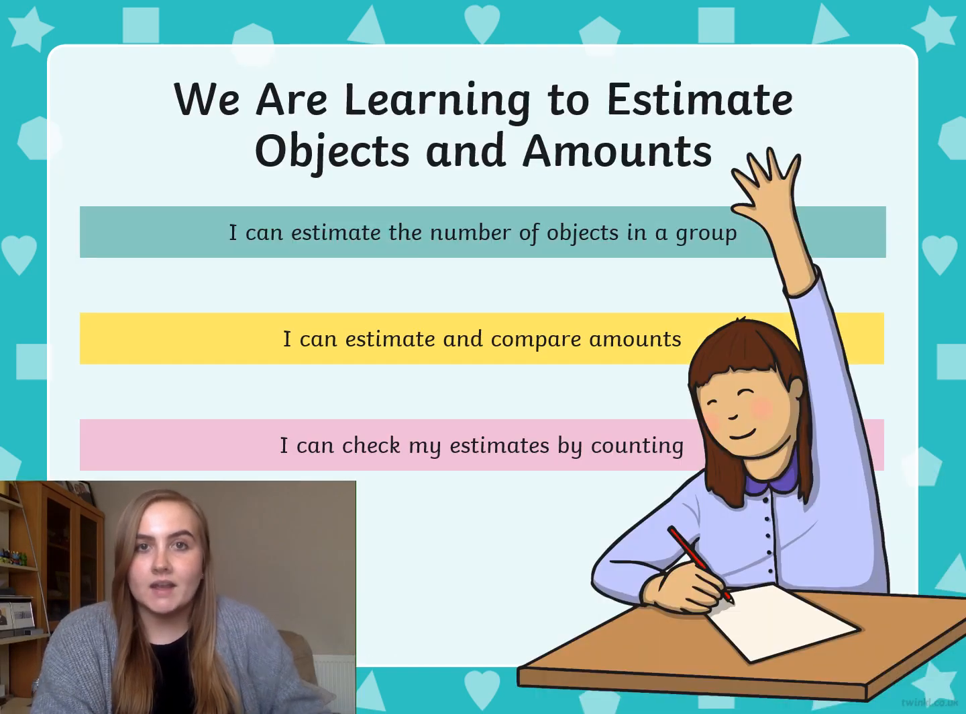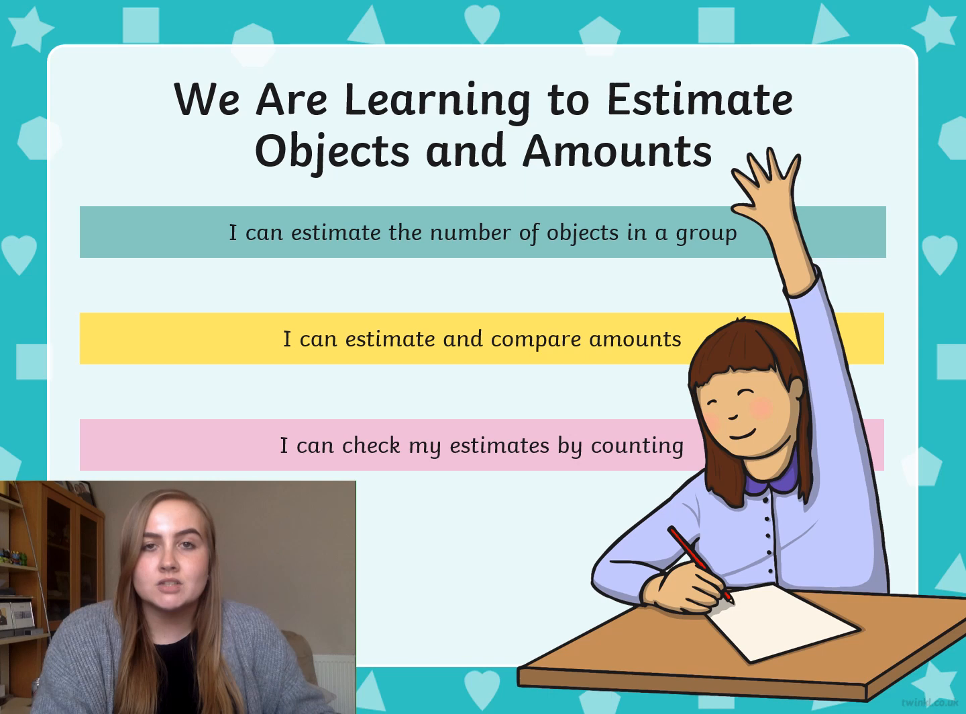In our lesson today, we're going to estimate the number of objects in a group. So you're not going to count them, you're simply just going to guess, and then afterwards we're going to check our estimation by counting out to see if we got the right amount. Then afterwards we are also going to estimate and compare two groups to see which one has more or less.